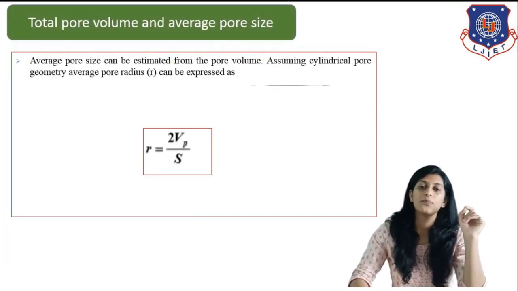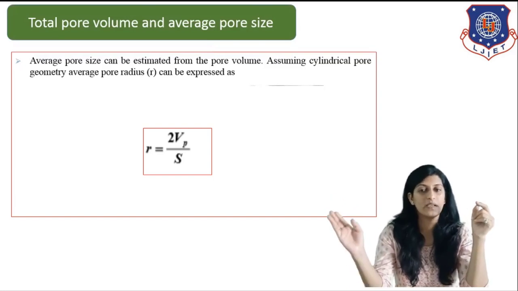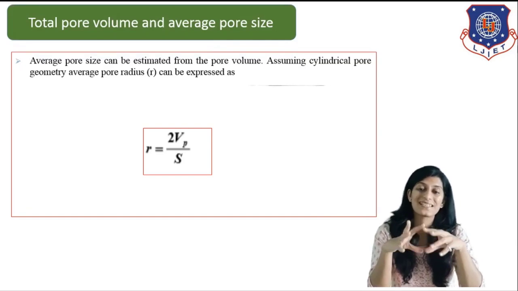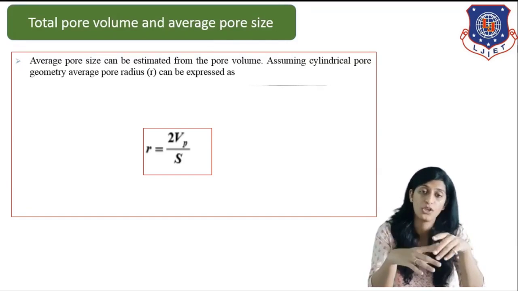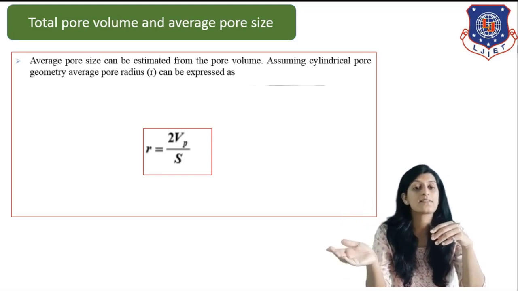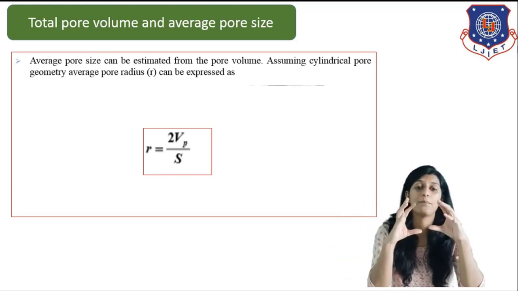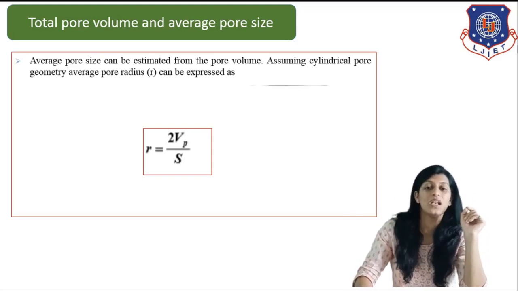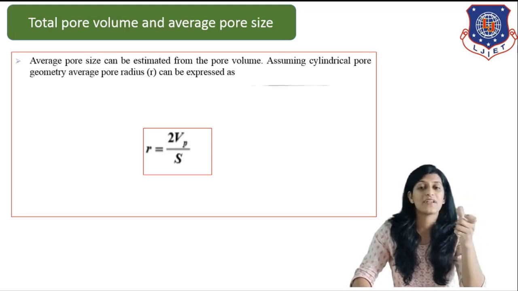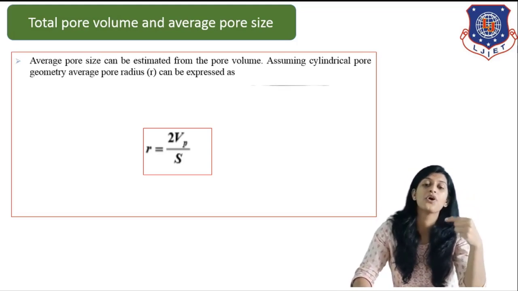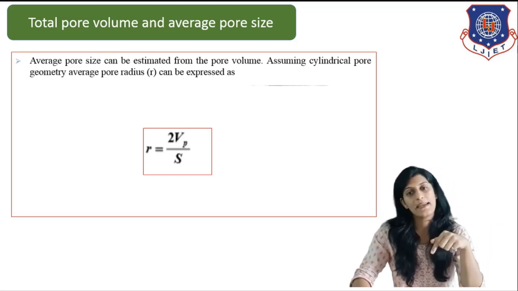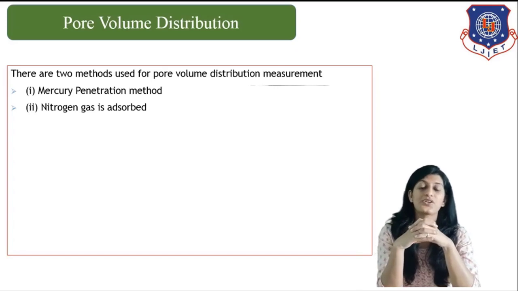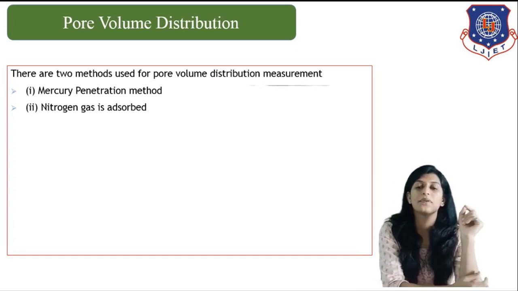For the average pore size we use the formula r equals 2Vp by S. The average pore size can be estimated from the pore volume which we have already discussed, assuming that our pore is in the form of a cylinder whose radius is small r. So the average radius of our pore is given by 2 into the volume of pore divided by S.